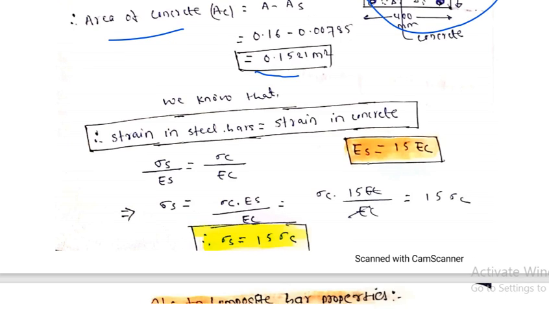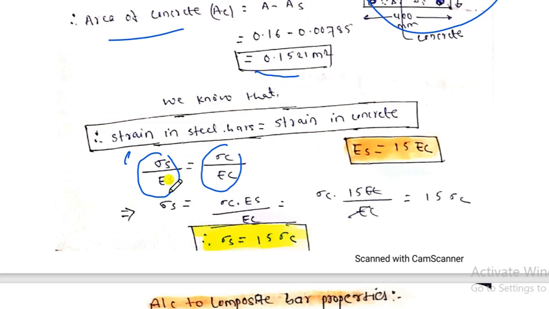So my dear friends, as per the properties of the composite section, I have told you that the strain in the steel bar is equal to the strain in concrete. So the strain in the steel bar, small e, can be written as sigma s by Young's modulus Es. Similarly, the strain in concrete is sigma c by Ec. So from here you can make equations either in the form of Ec or in the form of Es.